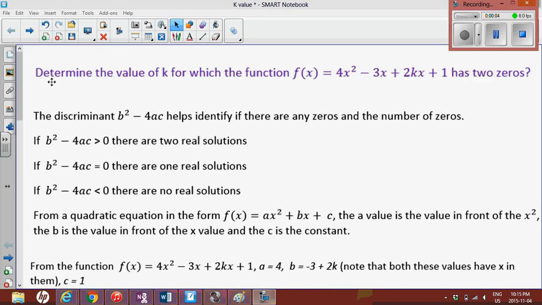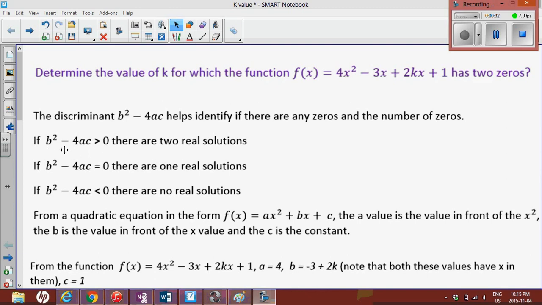In this video we're going to solve the following question. Determine the value of k for which the function f(x) = 4x² - 3x + 2kx + 1 has two zeros. So we're basically going to solve for the values of k that make this function have two zeros. We know that the discriminant helps to identify if there are any zeros and the number of zeros.